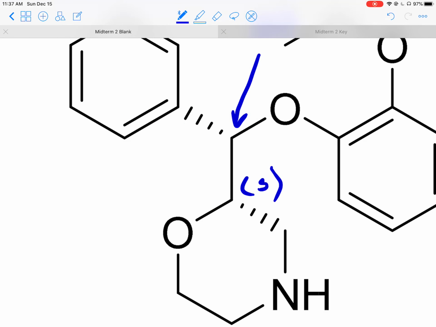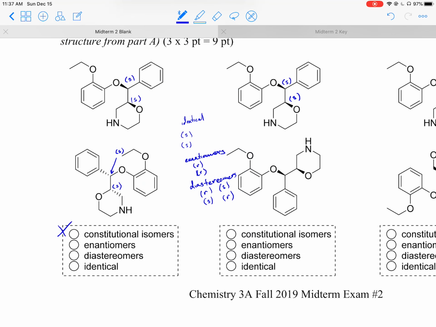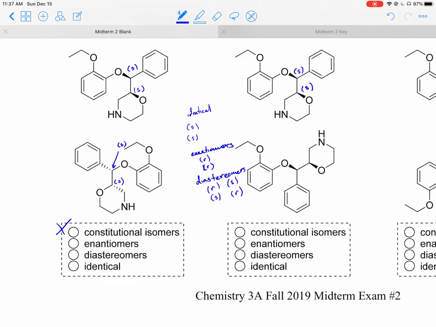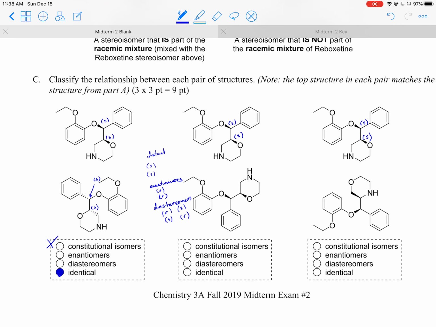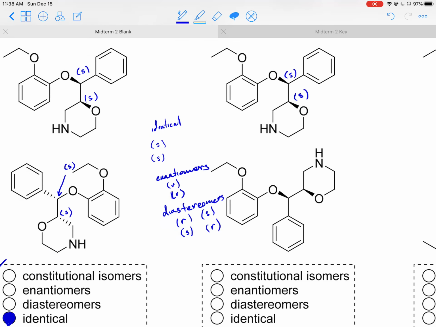They're both S, and above they're both S, and we know they're not constitutional isomers. So then out of identical, enantiomers, or diastereomers, they must be identical since they have the same stereochemistry. If it was opposite, it'd be enantiomers. If it's partially opposite and partially the same, it'd be diastereomers. But that's not the case here. Let's move this out of the way.